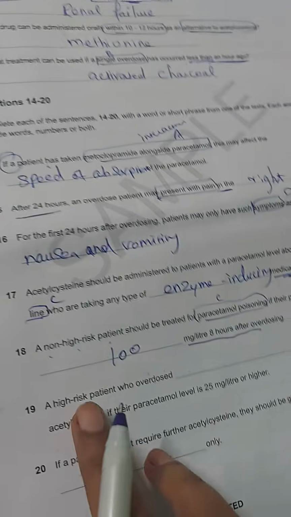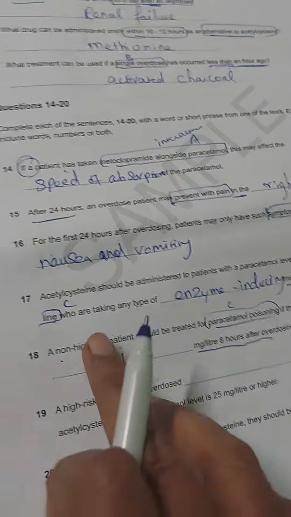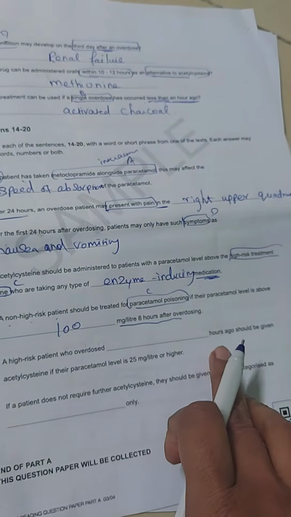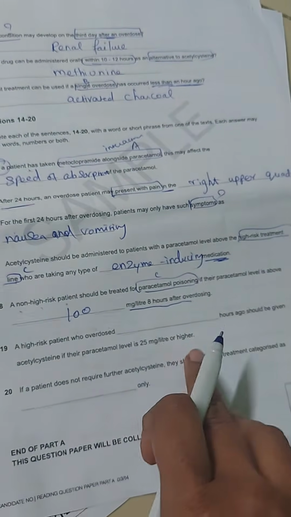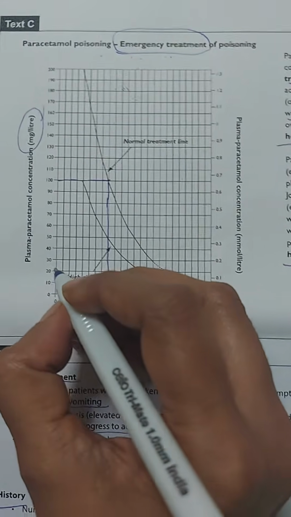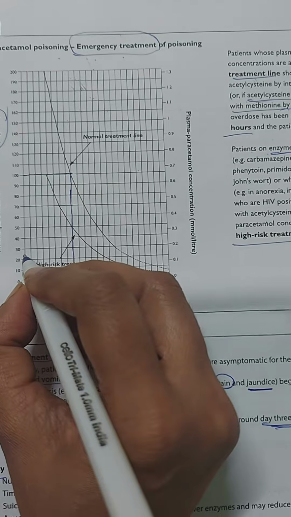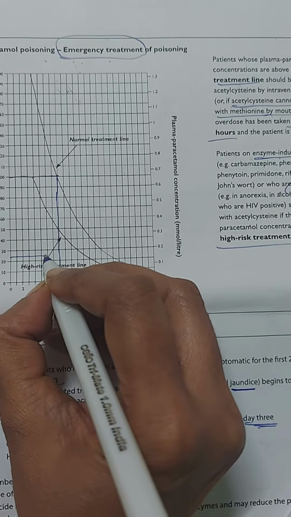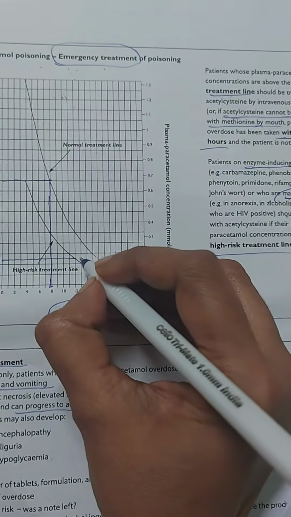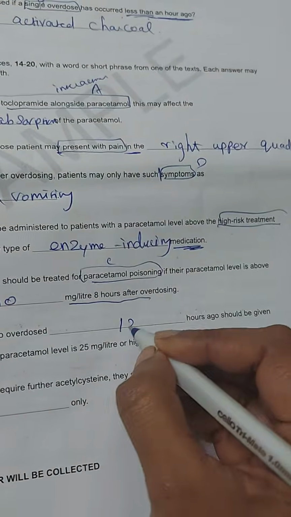Okay. High risk patient. So next is high risk patient. The above one is non-high risk. A high risk patient who overdosed dash hours ago should be given. Now it's reverse. They are asking for 25 mg per liter, how many hours you need to check for a high risk patient. So they are talking about 25. I could see 20 and 30. So in the middle I have to check, right? So I have to touch the high treatment line. Yes, I touched, and this goes to 12 hours. So I will write here 12.